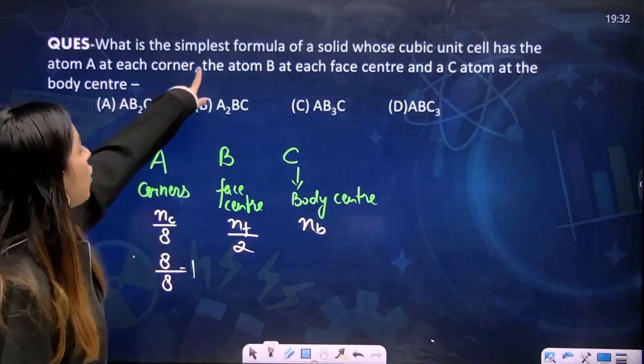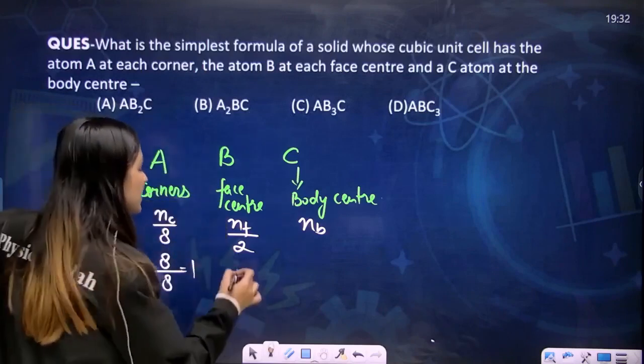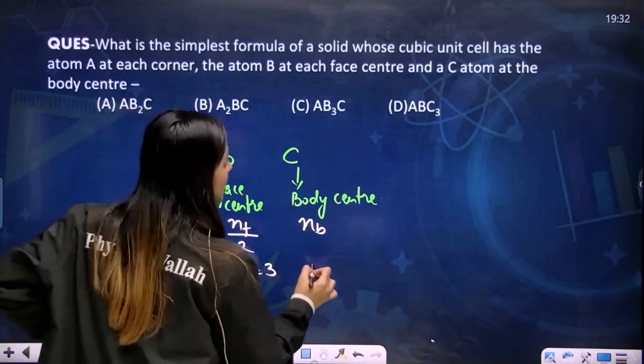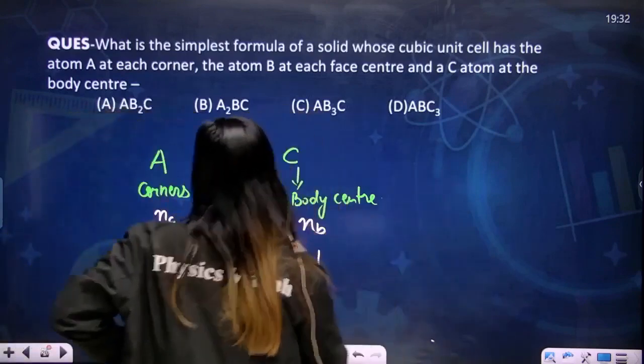It said that the atoms are present at each face center. You have 6 faces, so you will say 6 by 2, which is equal to 3. Let's say this, you have body center only 1. So what is the ratio that came out for A, B and C?